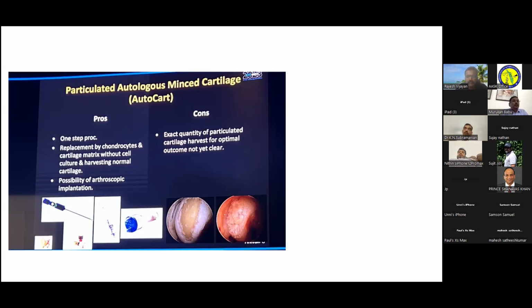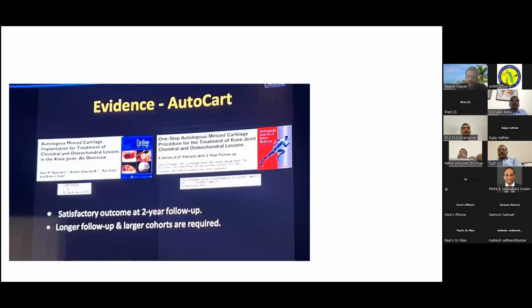That fact has not been shown clearly in the science. So what we are doing, we're trying to take as much tissue as possible and put it in the defective area. For example, if I have a defect of 1 centimeter, how much tissue I have to take has not been very clear in the science still. We are just trying to use as much tissue as we can at this moment.